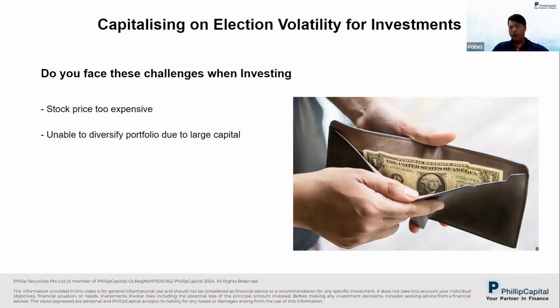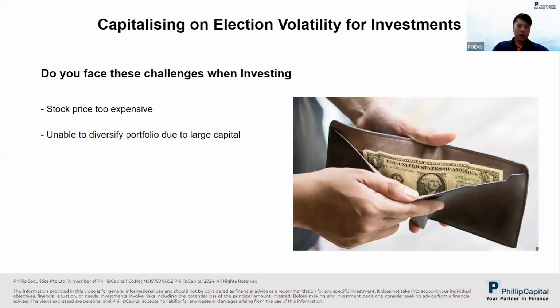And the next challenge is, I only have this amount of money, and I don't want to put all my eggs into one basket. I wish to diversify my portfolio. If I were to buy one share of 10 different counters, that would cost me like 1,000 to 2,000 US dollars, which is nearly maybe 50 to 80% of my monthly income.